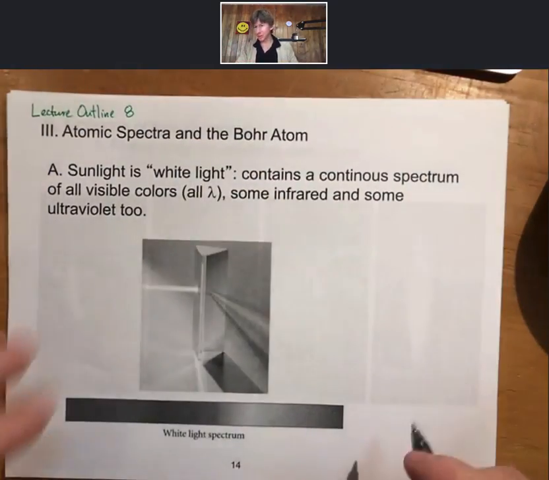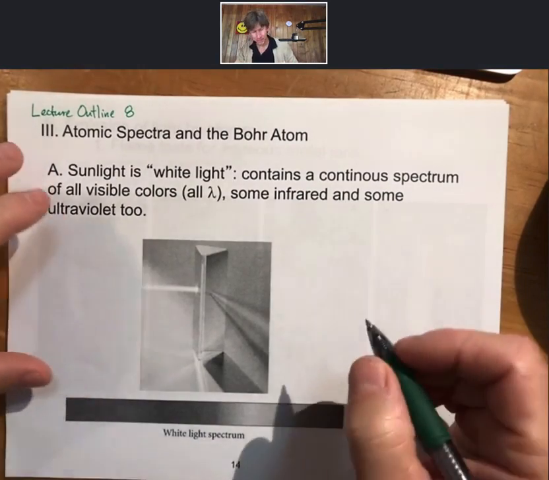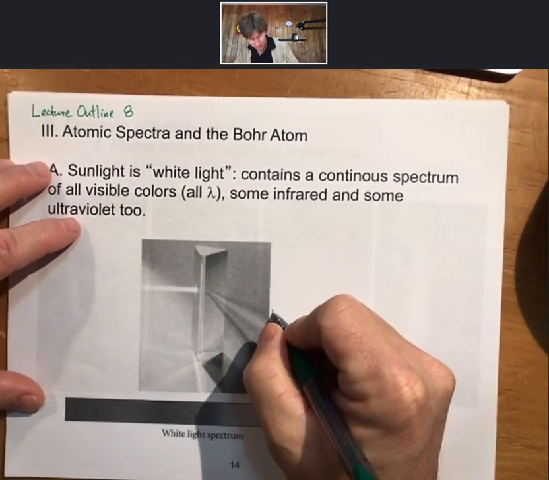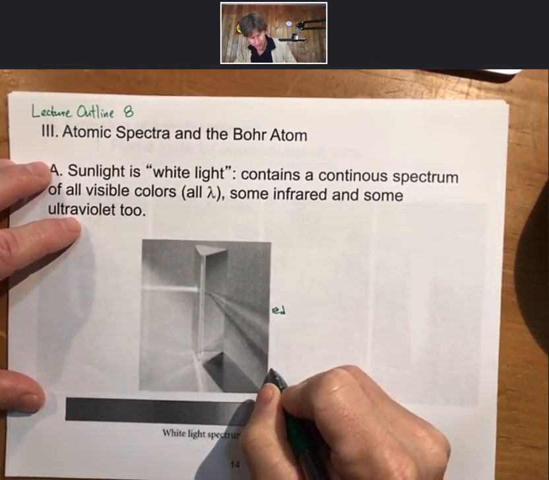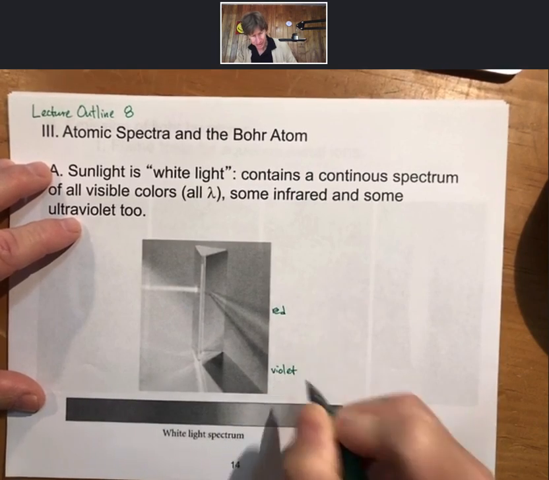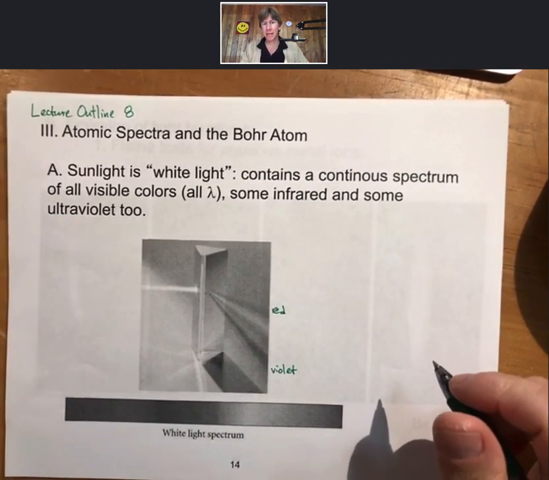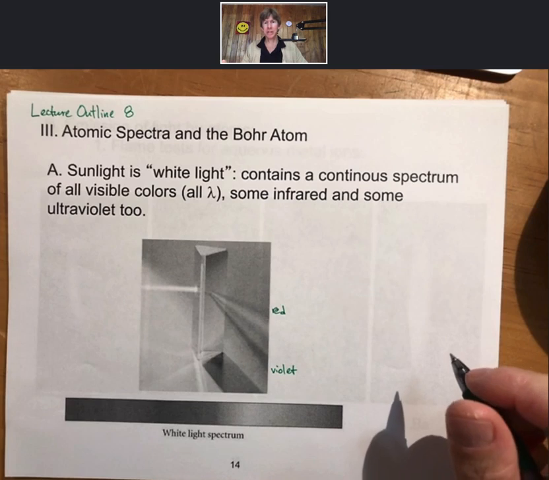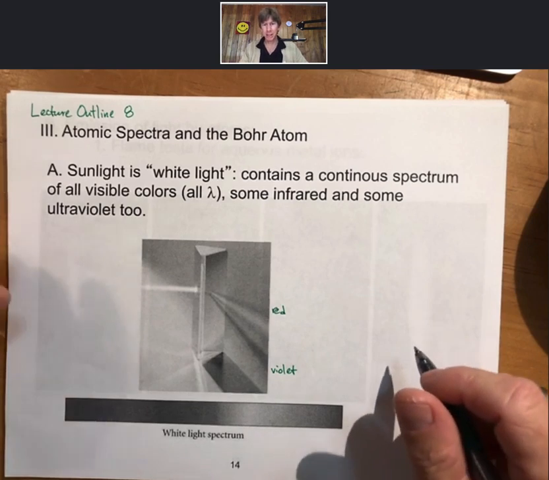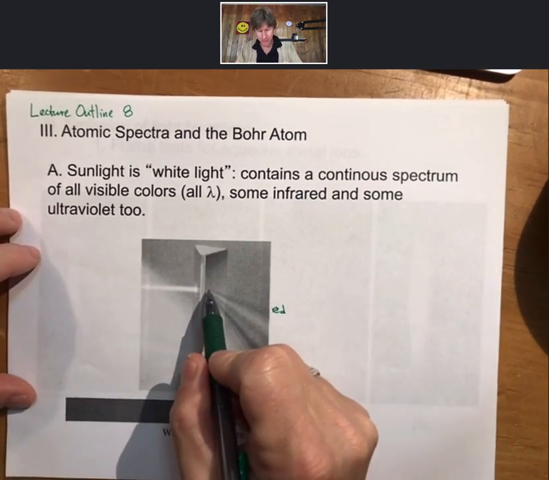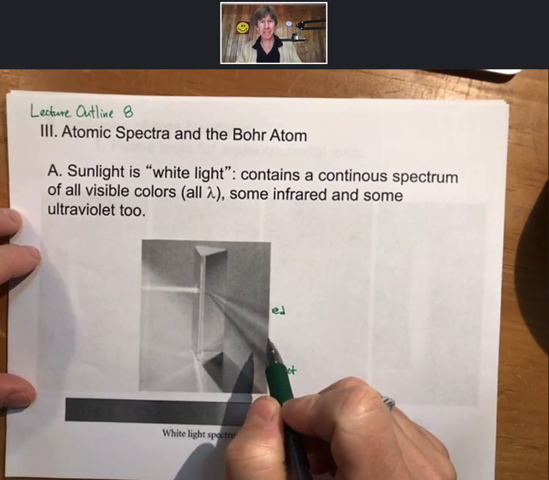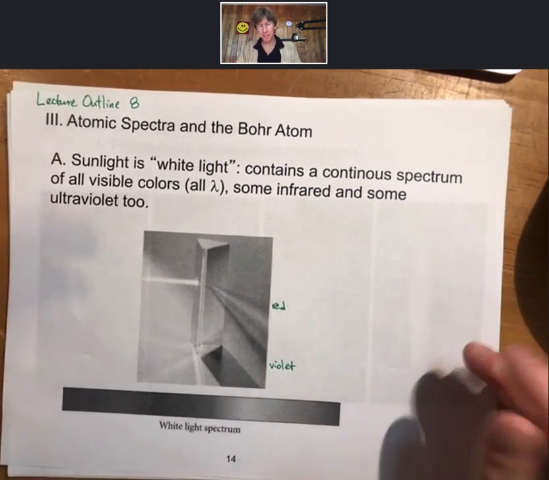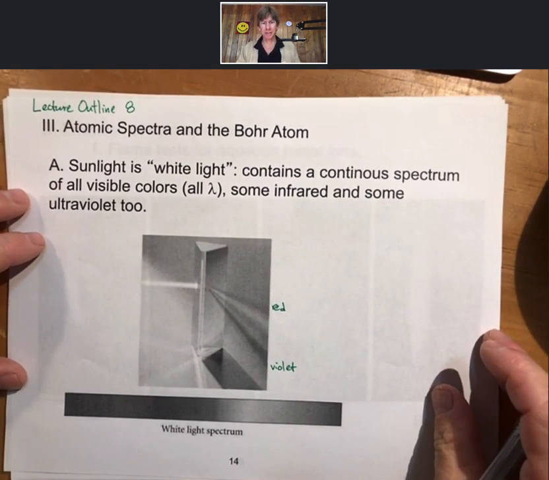And so a couple notes we want to make about this. Up here is the red, down here is the violet, and the prism separates those colors. So that's white light coming in, the prism separates it, refracts it into its colors, and as a side note, violet light is refracted more.